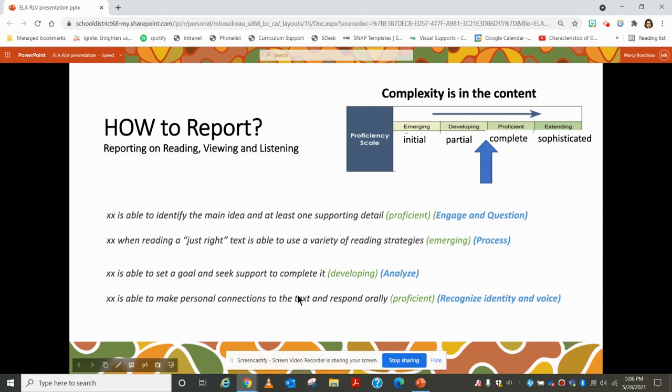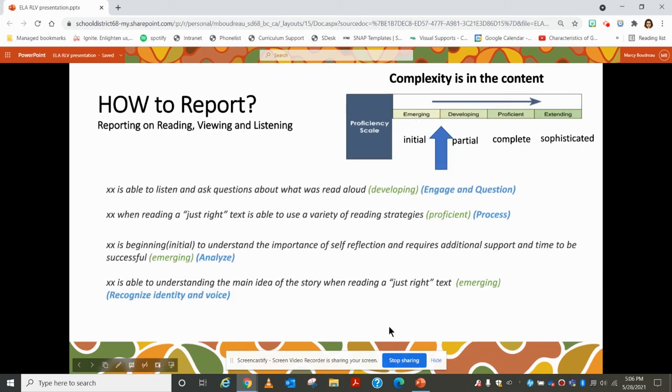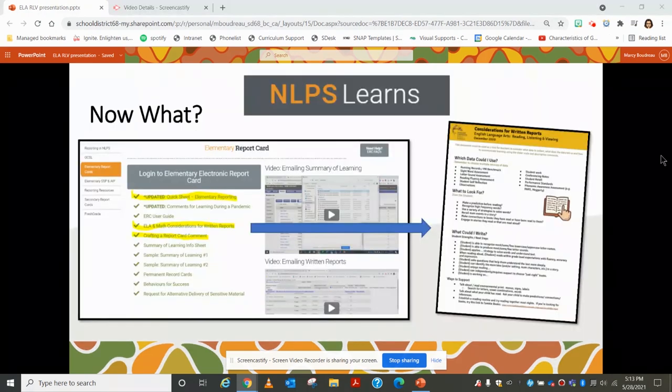close to proficient. Another example shows a learner that possibly when reading a just right text can exhibit the skills that we are looking for, such as listen and ask questions, and that they're beginning in an emerging level to know the importance of self-reflecting on skills they do have and those that they need to increase in understanding.